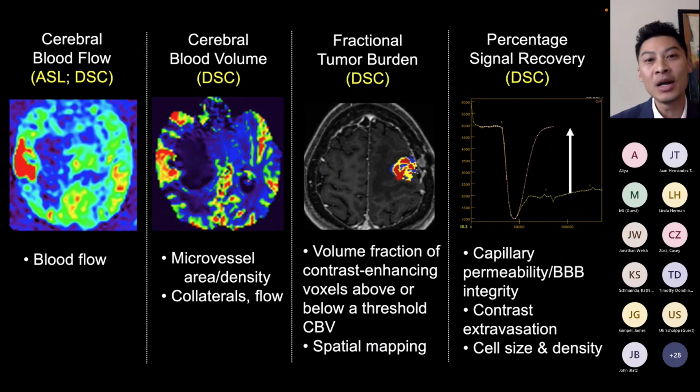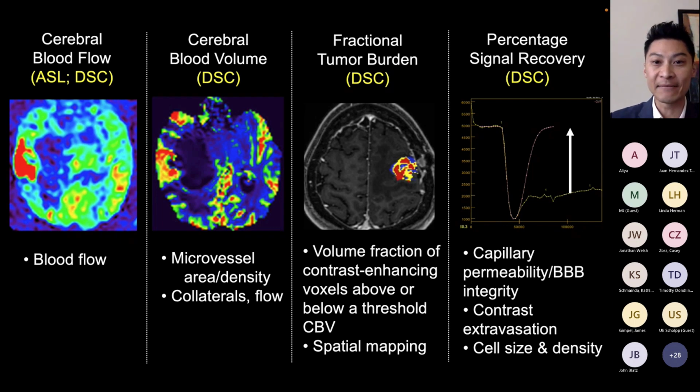For example, we can look for cerebral blood flow, whether you acquire it with ASL or DSC, and that's a pretty straightforward marker of blood flow. Cerebral blood volume, which is the most widely studied metric in brain tumor imaging, tells us about microvessel area and density, collaterals, and flow.